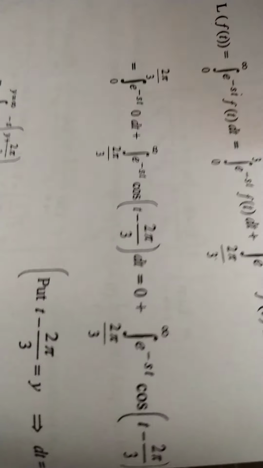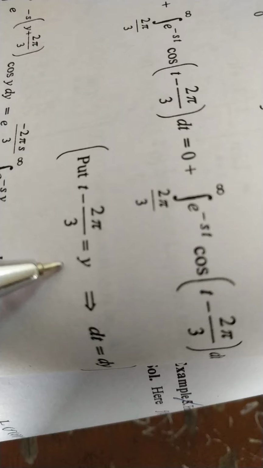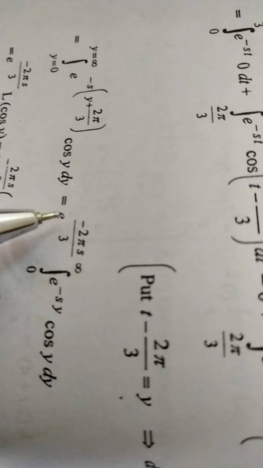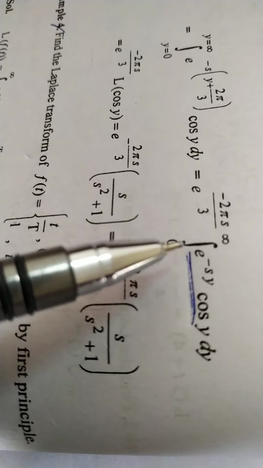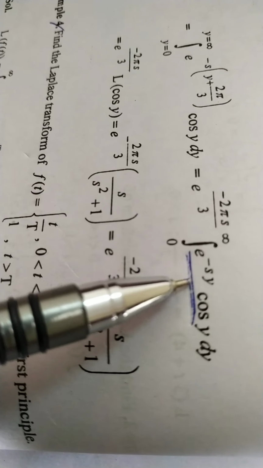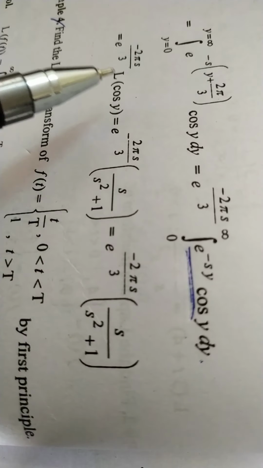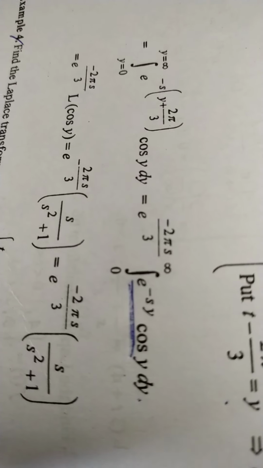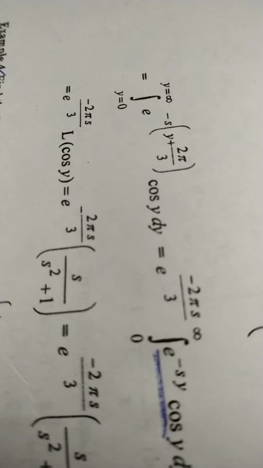You can simplify it by putting t minus 2 pi by 3 equal to y, so dt is equal to dy. It becomes like this. Taking e raised to minus 2 pi s by 3 common, we get this. Now what is this? This is a standard integral from 0 to infinity. You can write it as the Laplace of cos y, and we know the formula for cos y: s upon s square plus 1. In this way, in this video you have learned how to find the Laplace of different functions using the definition. Thank you very much.